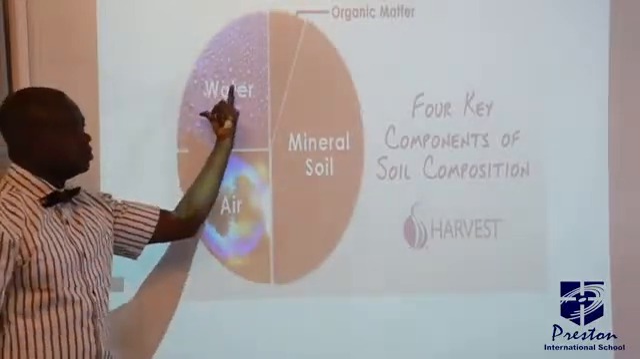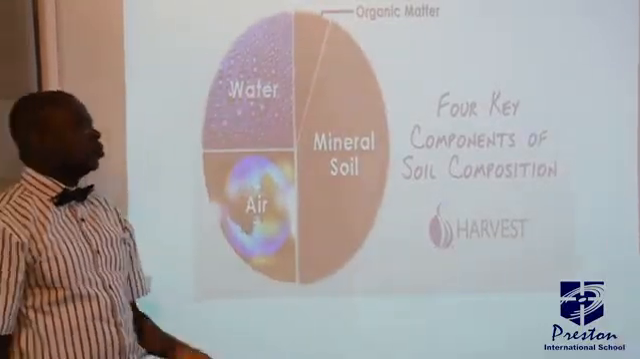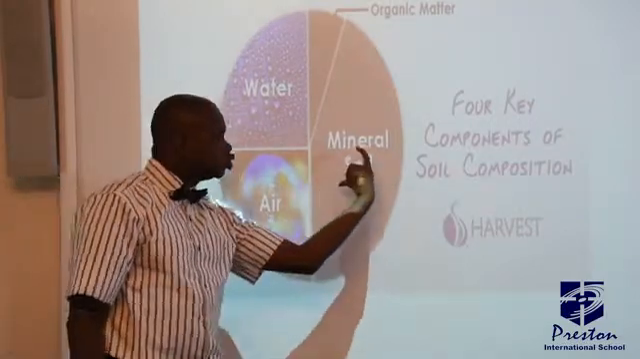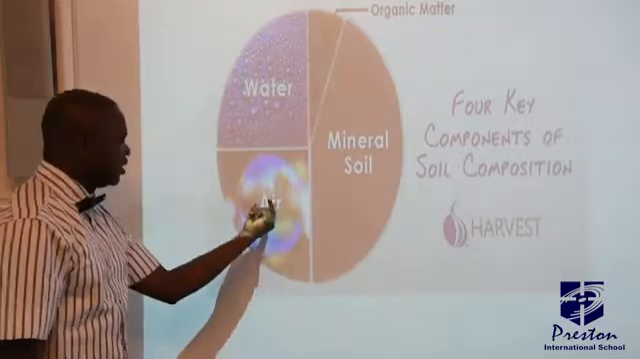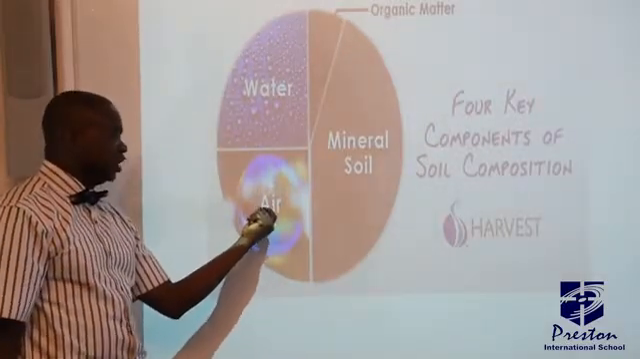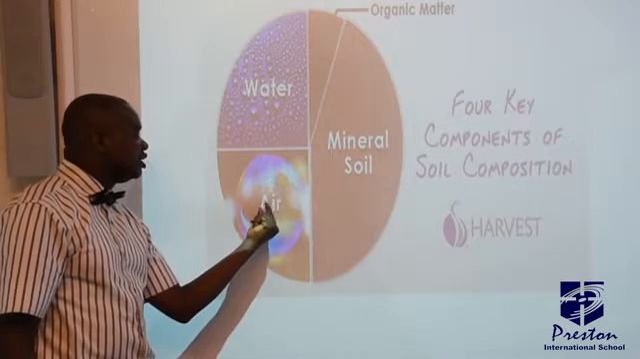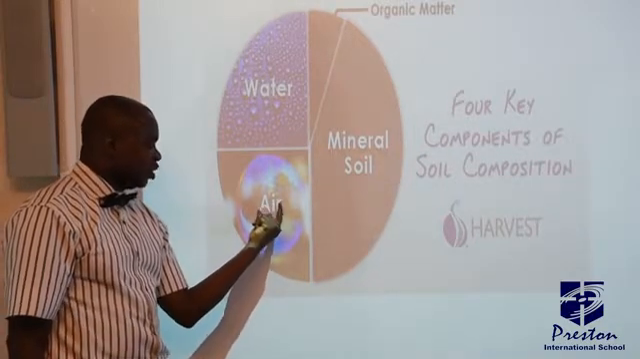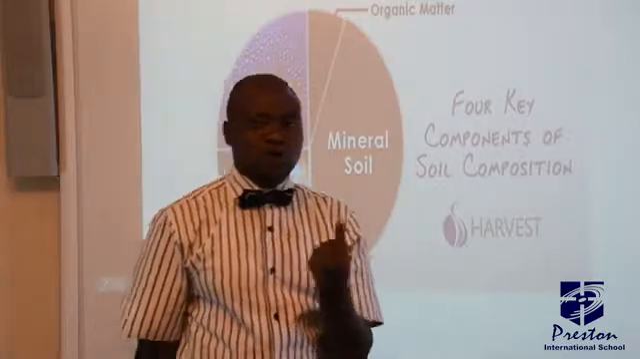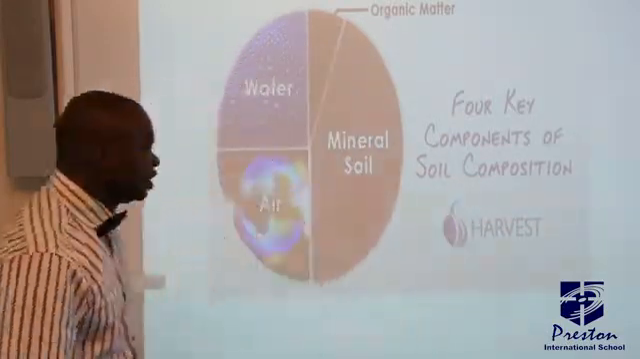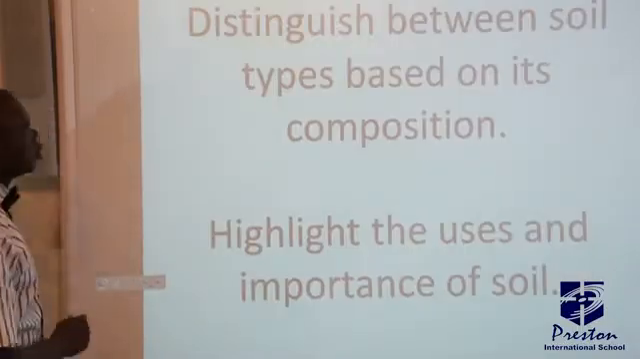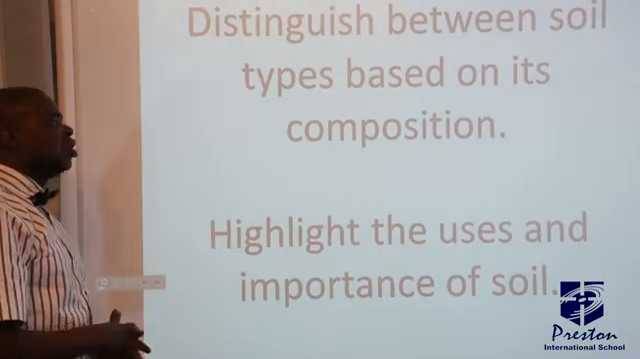Then we have water. As part of our soil, we have water. Then we have mineral salts. Those are the nutrients that are used by plants for their own life activity. Then lastly, we have air. The air is a major component. If a soil is well aerated, we call such a soil well porous. The porosity of the soil is high. But some soil like clay, the porosity of clay is very poor because the particles are closely packed. So from there we distinguish between soil types based on their composition.